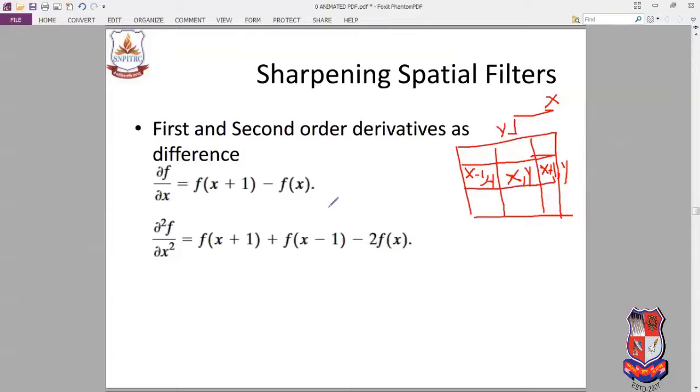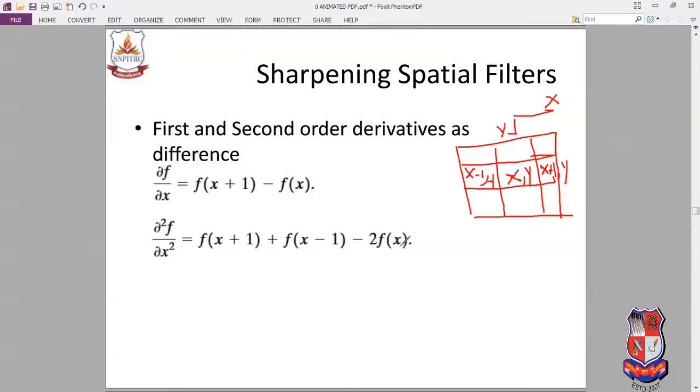I don't know whether you are able to see these notations or not. But if f of x is considered to be the center pixel of the 3x3 neighborhood, the pixel located to the very right of this particular pixel is nothing but f of x plus 1, and to the left is nothing but f of x minus 1. So in order to calculate the first order derivative, you have curly f by curly x equals f of x plus 1 minus f of x. So that is the difference in one dimension, and curly square f by curly x square is the second order derivative. So we'll have f of x plus 1 plus f of x minus 1 minus twice f of x. So this is the second order derivative.